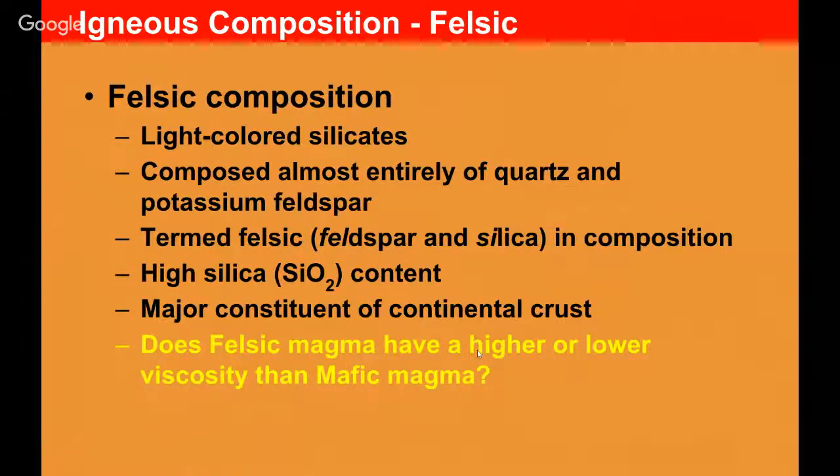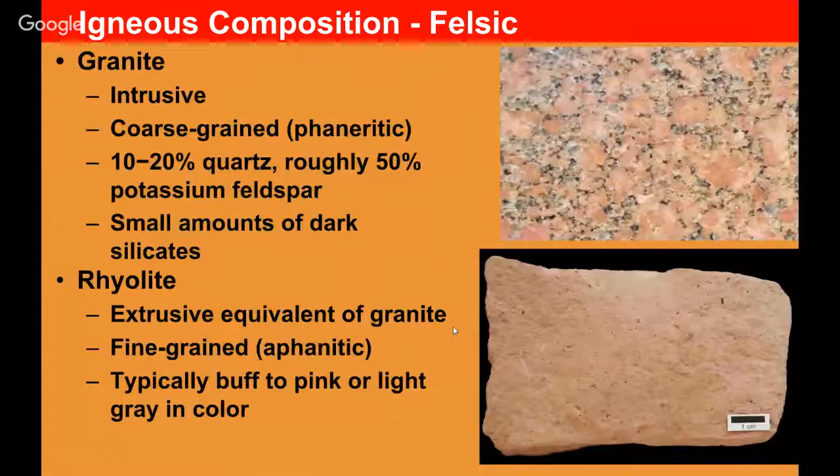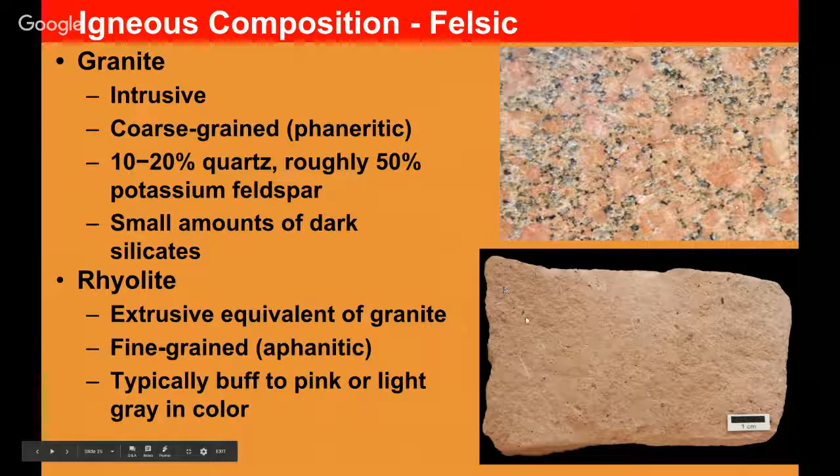And then finally, the felsic composition, and these are lighter in color, and there's usually always visible quartz, right? And they're high in silica content, which means it makes the magma very viscous. And here's a beautiful example of a granite with quartz and K-feldspar, and its extrusive equivalent known as rhyolite, microcrystalline. You can see some little quartz phenocrysts floating around in that, right? Typically buff, pink, or light gray in color.